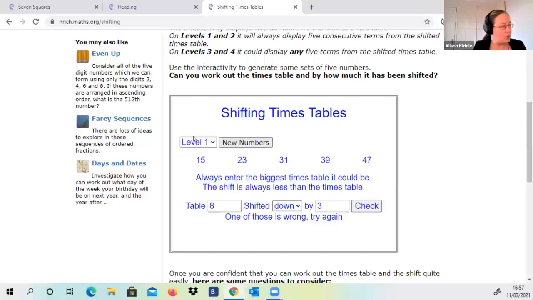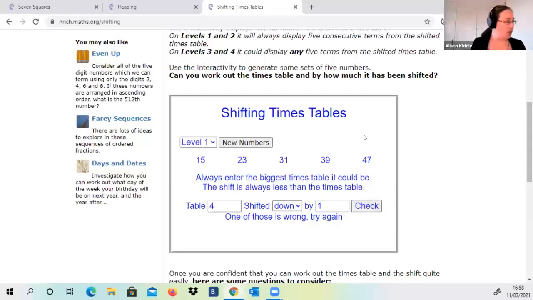Now, I think level 1 is slightly less interesting than levels 3 and 4. So can I show you what a level 3 or 4 example is? Can I just ask Alison, if you'd typed in table 4, shifted down by 1, because all those numbers are 1 less than numbers in the 4 times table.